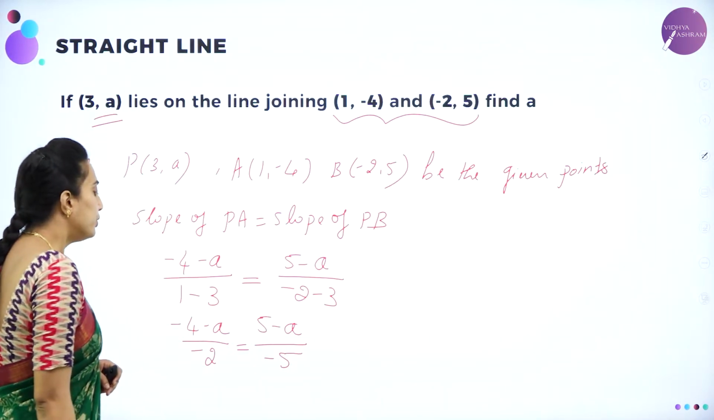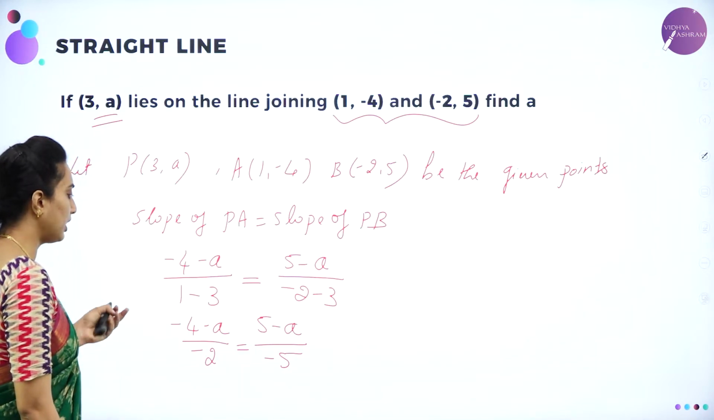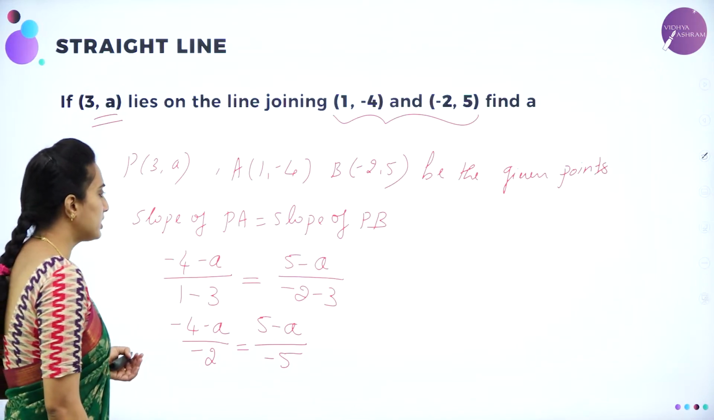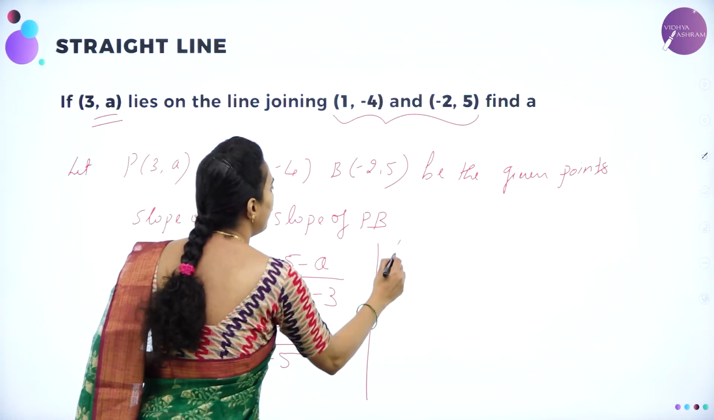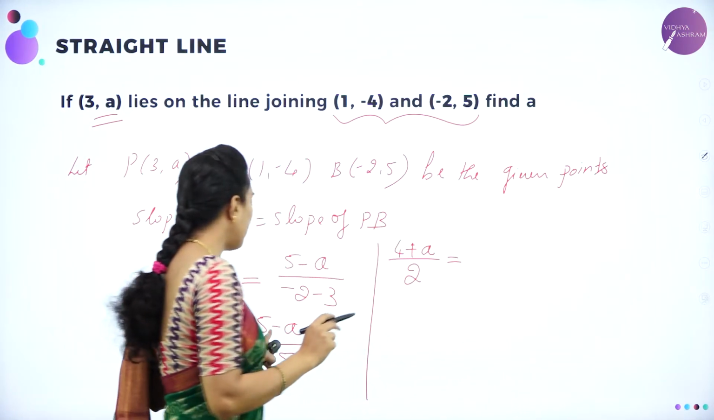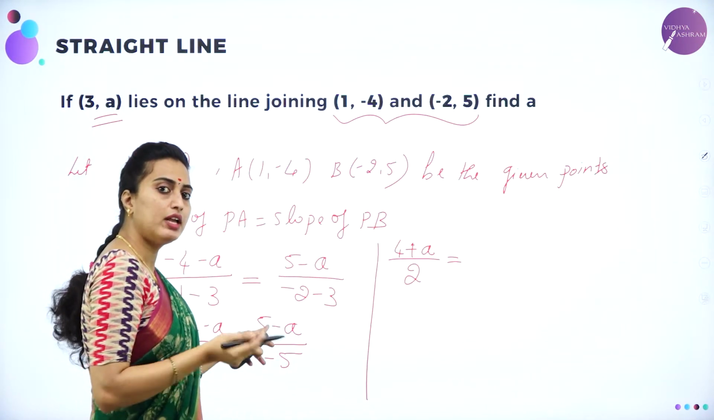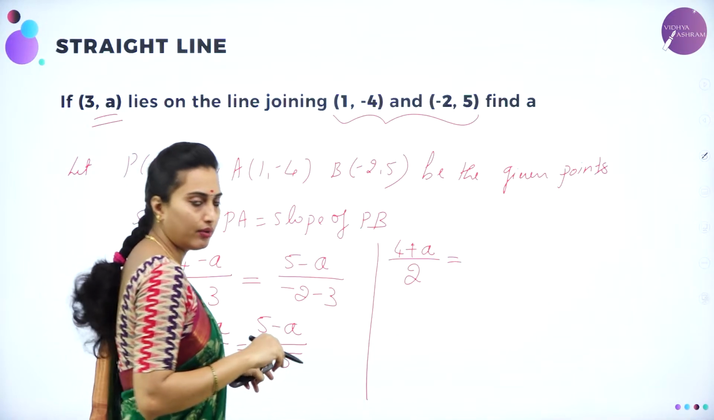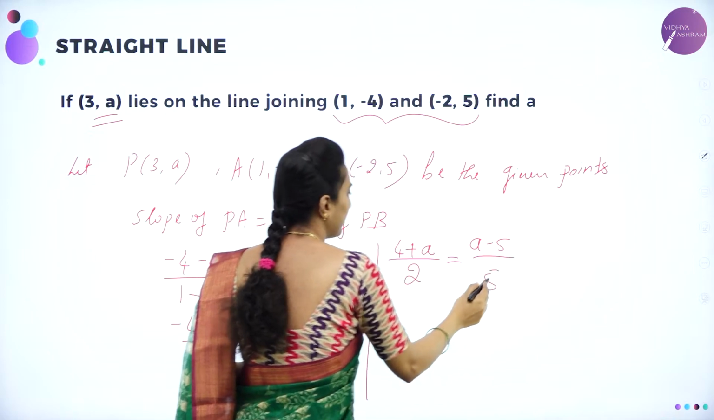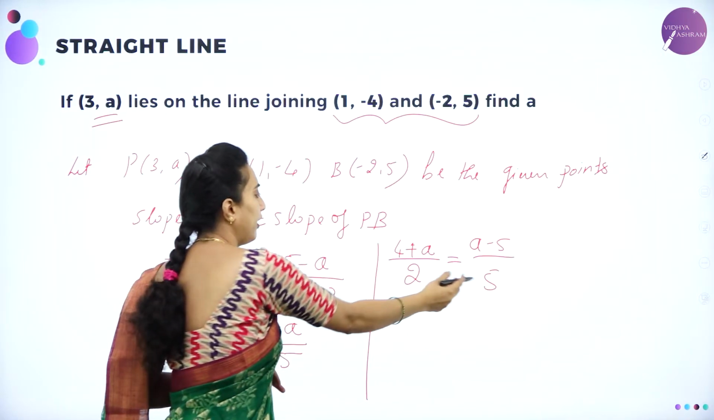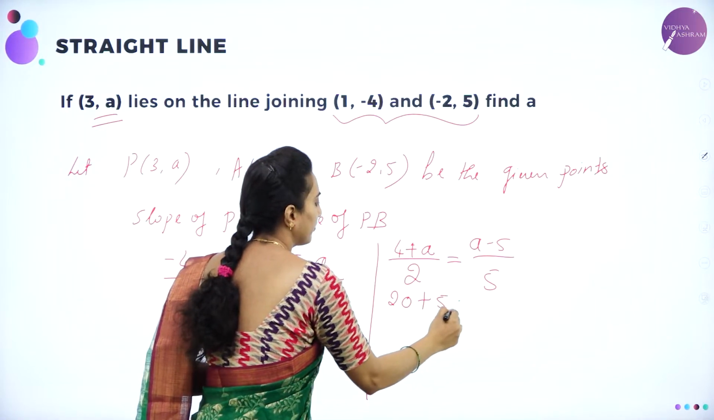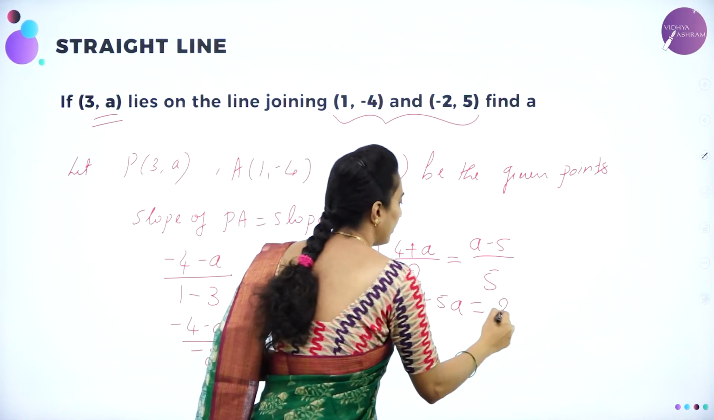So you can cross multiply this by taking the minus sign as a common factor here. Which implies 4 plus A divided by 2; if you multiply the minus sign here, what will it become? A minus 5, then it will get cancelled, right? So A minus 5 divided by 5. Now you can cross multiply. 5 fours are 20 plus 5A is equal to 2A.